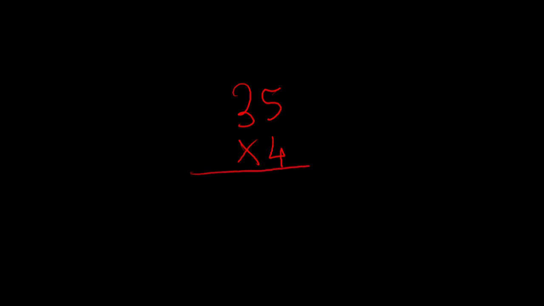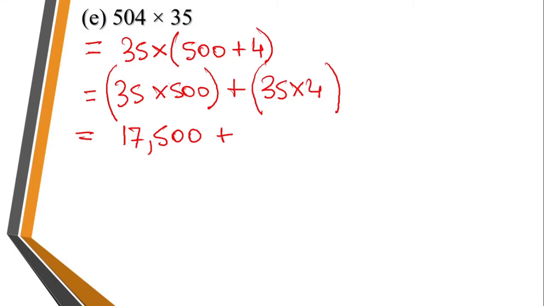Now 4 5s is 20. So 2 carry over and 0 below. And 4 3s is 12 plus 2 is 14. Now here we will get our answer as 140. Now 140 is our answer. Now here we should add 17,500 and 140.